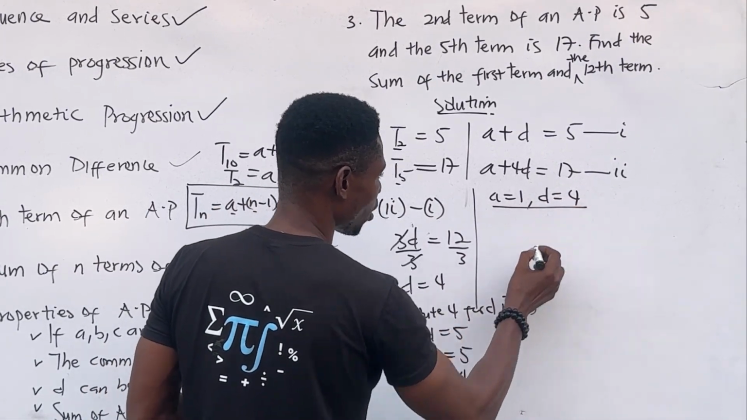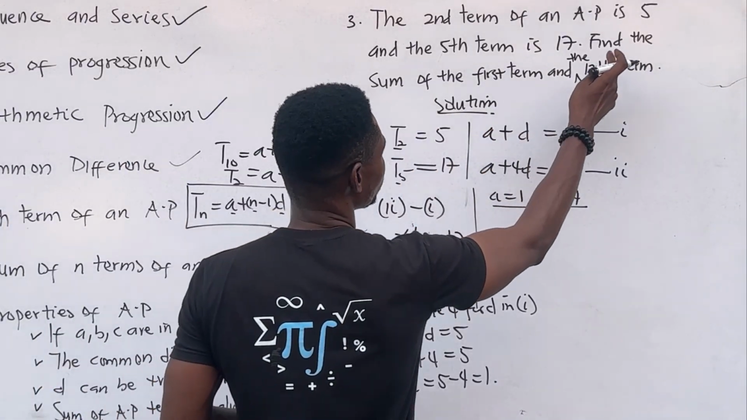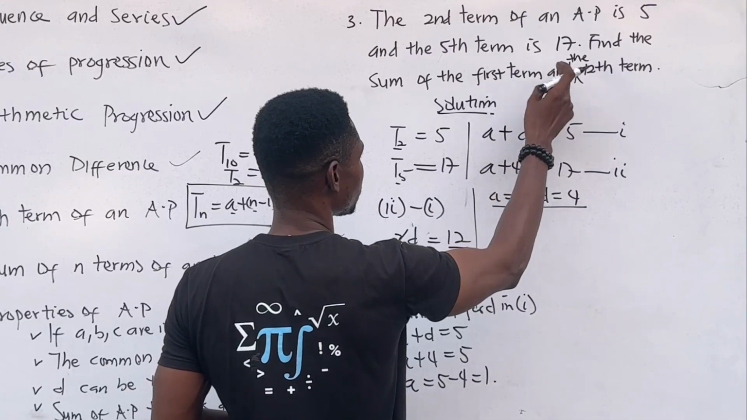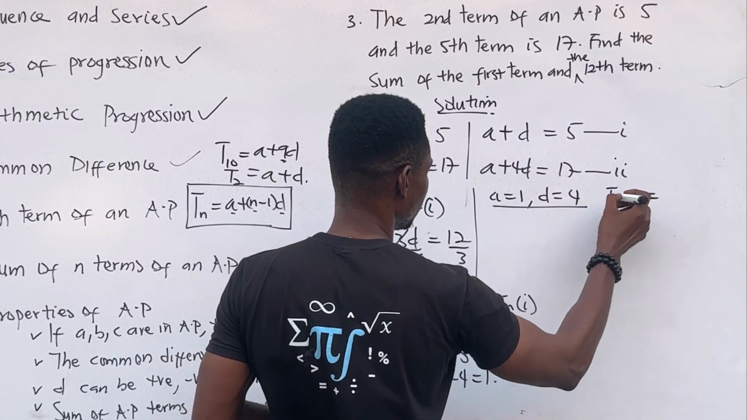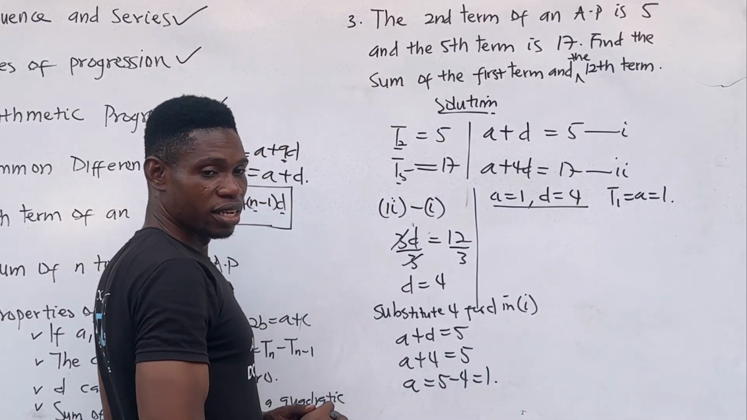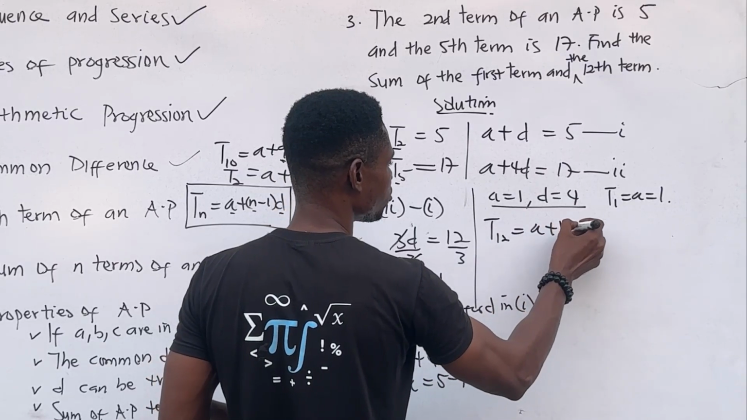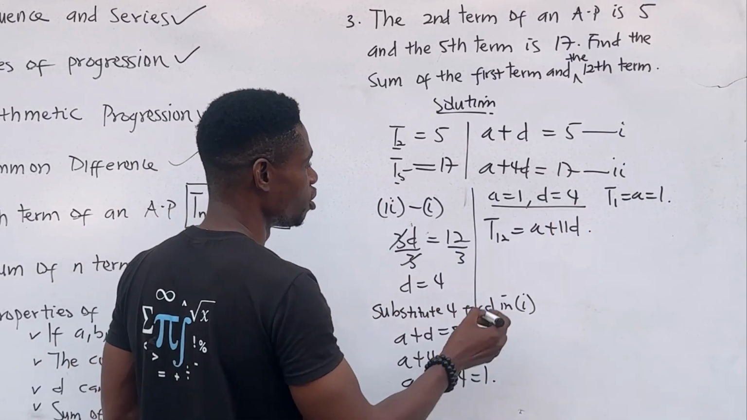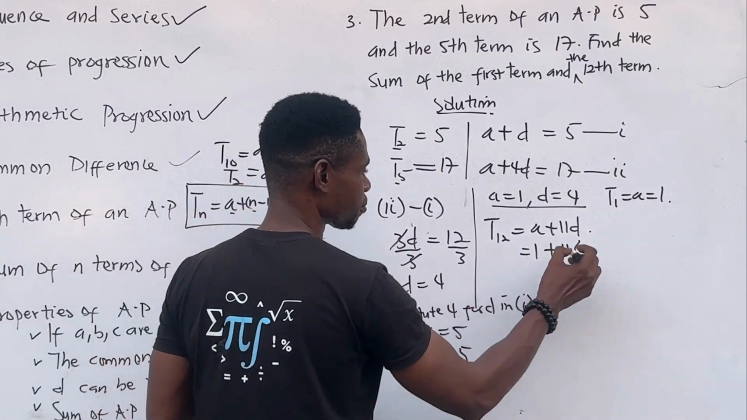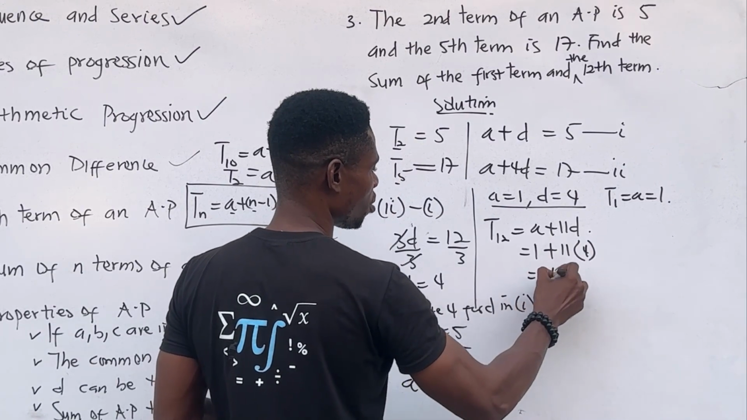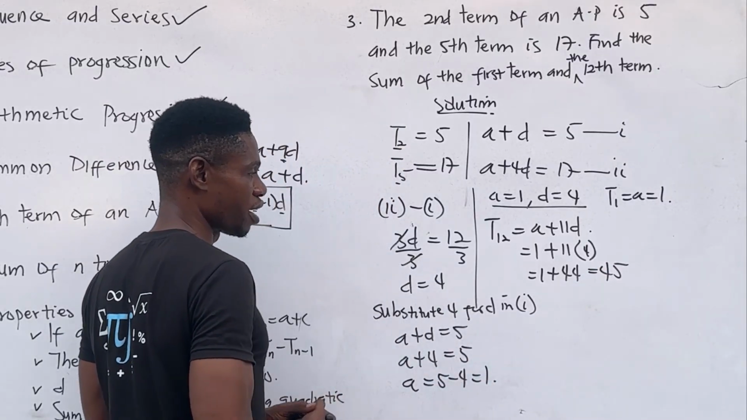So these are the things that we need to solve any problem. The question says find the sum of the first term and the 12th term. We know the first term already, which is A, the answer is 1. Now, the 12th term, remember T12 will be A plus 11D. So our A is 1 plus 11 multiplied by our common difference, 4. So we have 1 plus 44, 4 times 11 is 44, and our answer is 45.